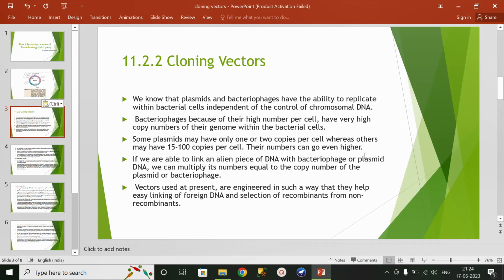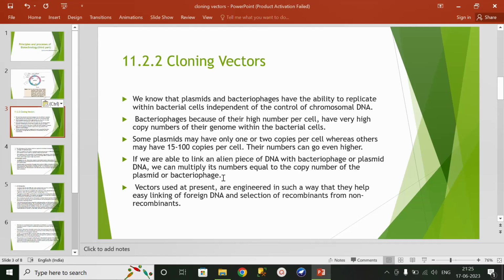Plasmids are nothing but DNA fragments present inside the cell, which are independent of chromosomal DNA, which have different replication strategies and different copy number than the original chromosomal DNA, and which do not get affected by the number of chromosomes either. Some microorganisms contain even 15 to 100 copies per cell. Even the number can go higher. If we are able to link an alien piece of DNA with bacteriophage or plasmid DNA, we can multiply its number equal to the copy number of the plasmid or bacteriophage.